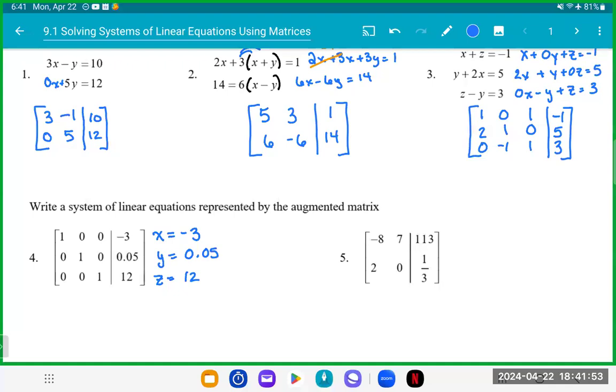Okay. So in a similar format, then that means this one is -8x plus 7y equals 113. Okay. And 2x, we don't need to put plus 0y, is equal to 1/3. Okay. Question.